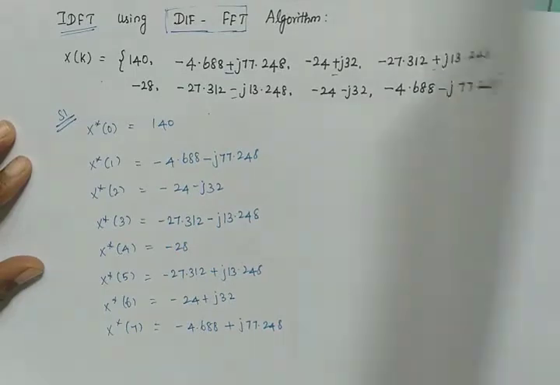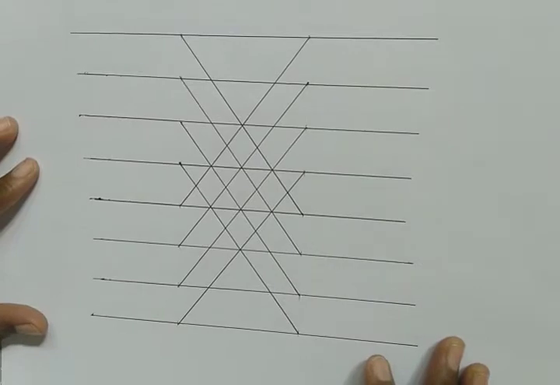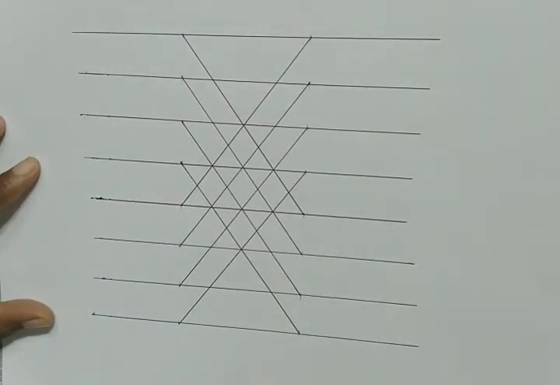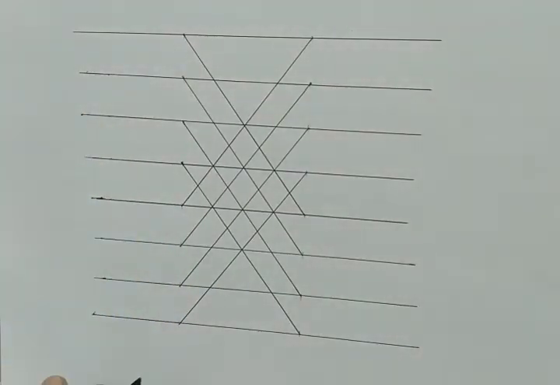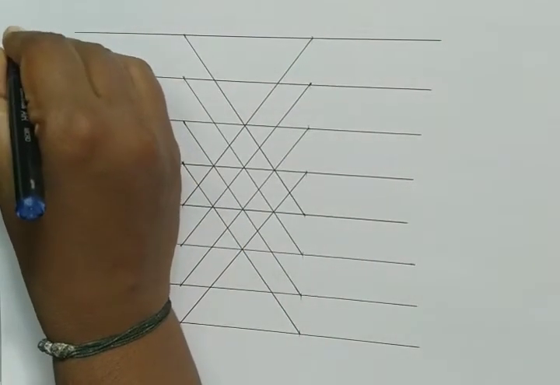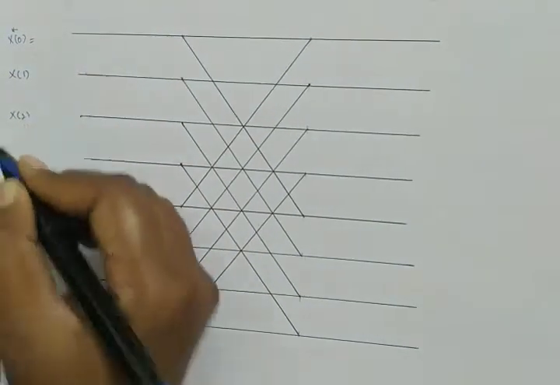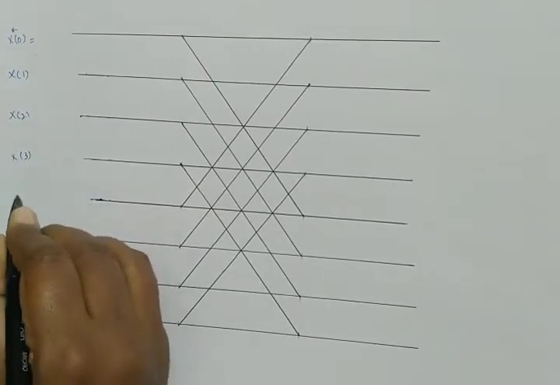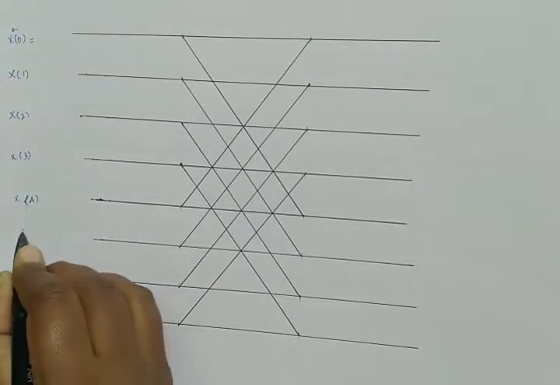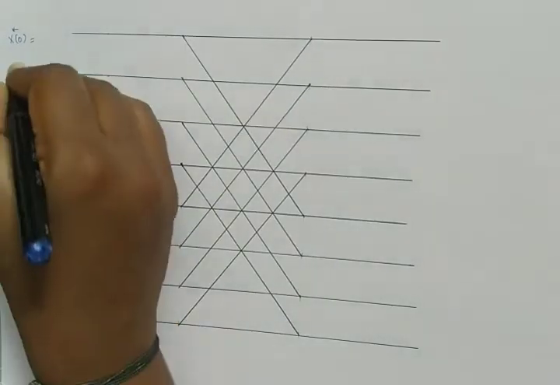Then what is the step 2? We have seen this previously. In step 2, we write these values in the original order. We should not bit reverse this, because if it is DIT, we have to write in the bit reversal order on the input side. Since it is DIF, no need for bit reversal order. So write the original order, that is x of 0, x of 1, x of 2, 3, 4, 5, 6, 7.